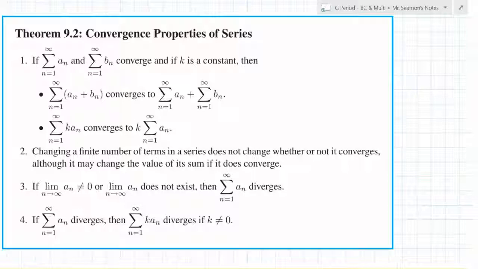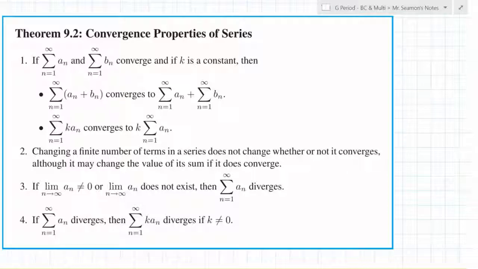So the first one is this. If you have two series that converge, and let's say k is a constant, what happens if you add them together? If you add together two convergent series, what happens? They converge, right? Converges to the sum. The summation of the sum is the sum of the summations. You can break it apart.